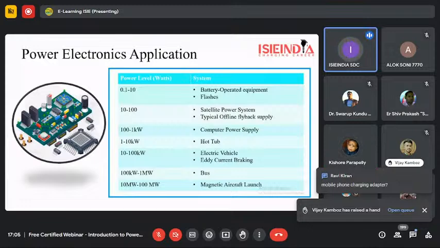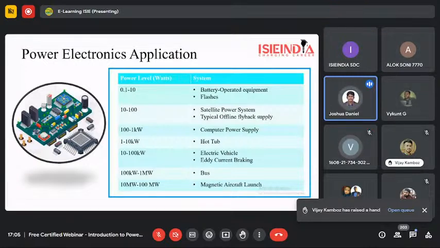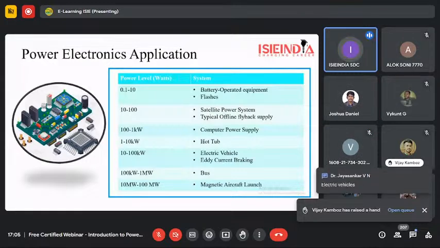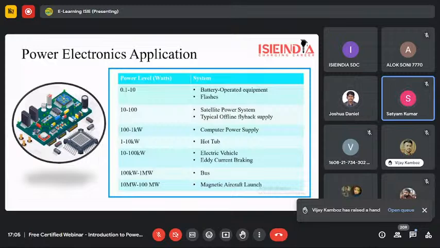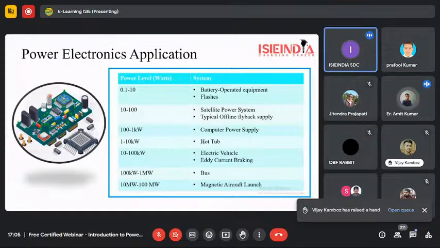Okay, yes, you are right. I'm asking for examples where you use power electronics in your day-to-day life. Mobile chargers, yes. Inverters are used in UPS. Also in our air conditioners, we can use inverters. Another example is induction heating. We also use the chopper. Chopper, yes. Where? Switching device of e-rickshaw.